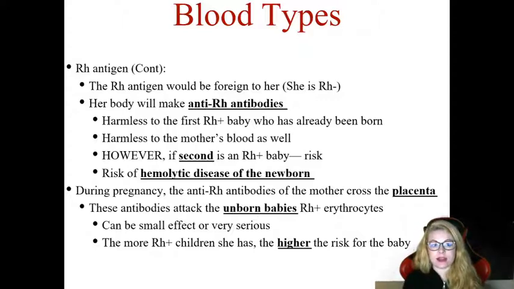However, the problem arises if that same mother who's Rh negative has a second child who is Rh positive. This puts the baby at risk for a disease called hemolytic disease of the newborn. And so how does this work? Well, during pregnancy, the anti-Rh antibodies of the mother will cross the placenta. These antibodies attack the unborn baby's Rh positive erythrocytes, because remember, mom is Rh negative in this case, baby is Rh positive. So now we're attacking the Rh positive cells.